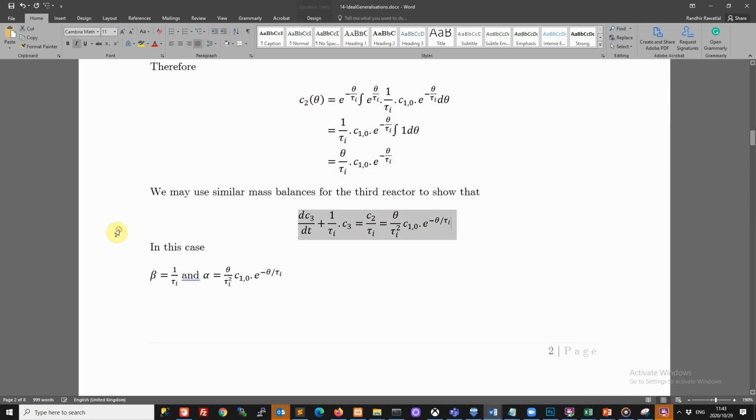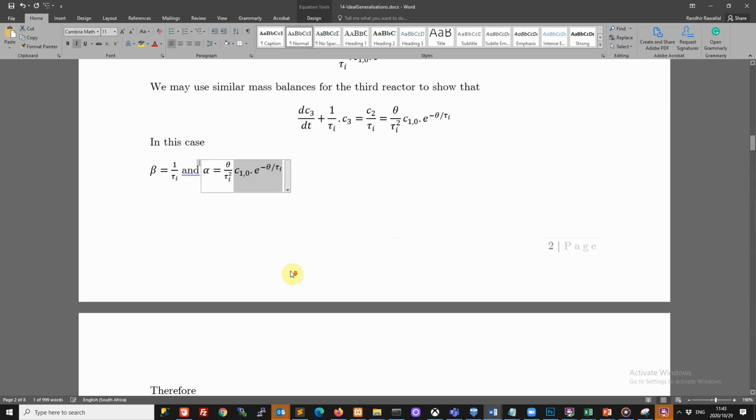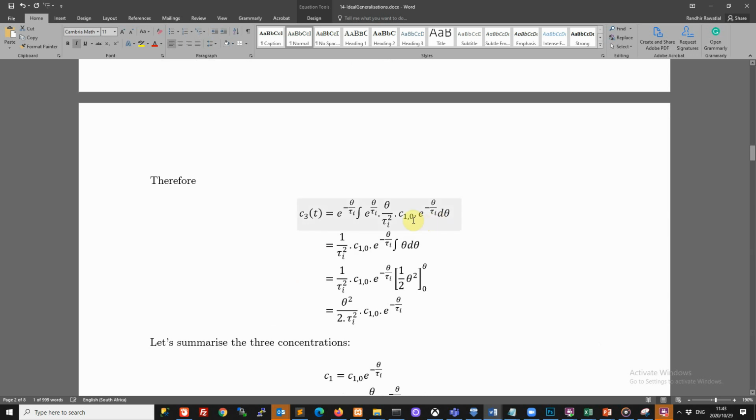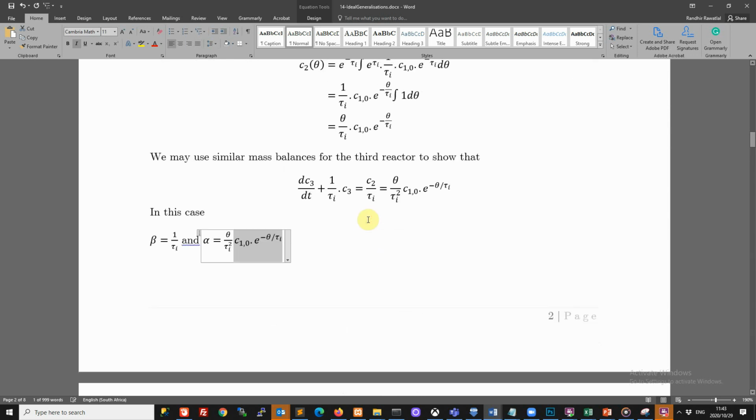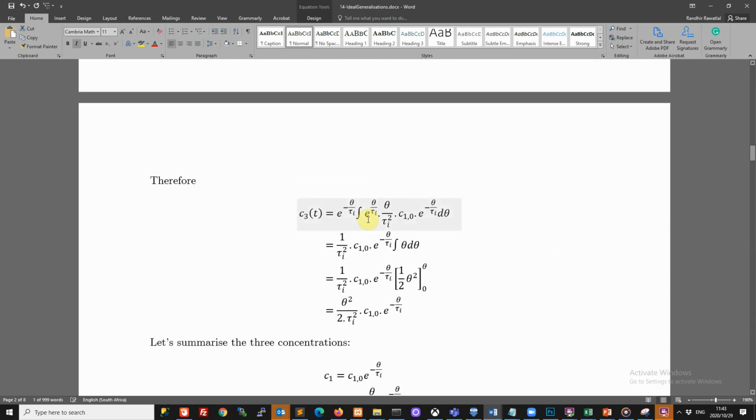So this is again the standard form for using the integrating factor method. You can see again our beta is the same, 1 over tau I, but this time our alpha has an extra theta and it has a tau squared in the denominator. The rest is the same, right? The exponential term and so on is the same. So now to integrate this one, to integrate this, it looks like this.